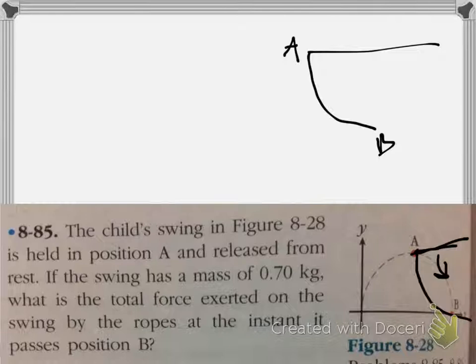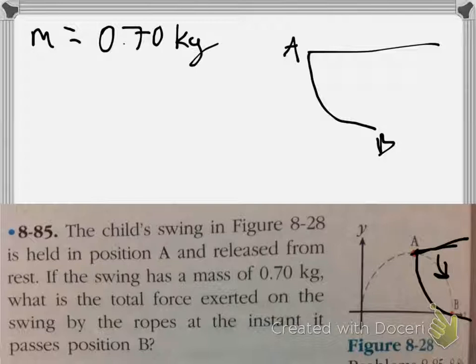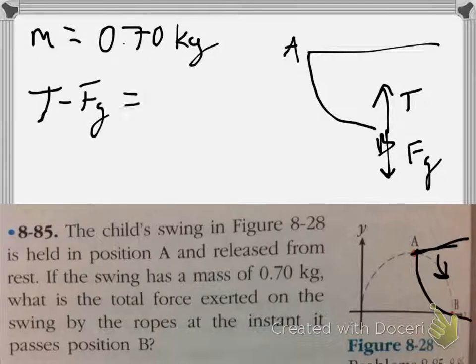The problem's pretty straightforward, actually, because the swing has a mass of 0.7. What's the total force exerted on the swing by the ropes? So basically, at the bottom, we have to do the force diagram, T and Fg. And so we say T minus Fg equals mv squared over r.